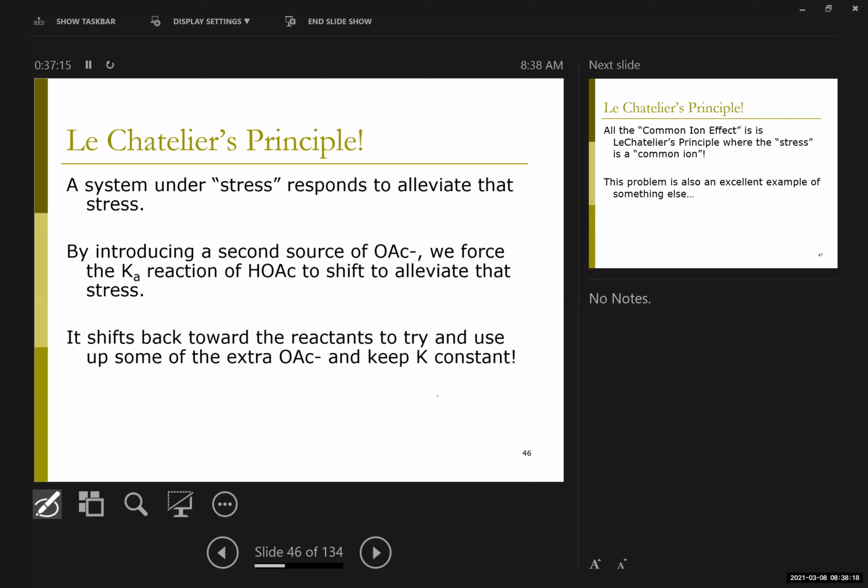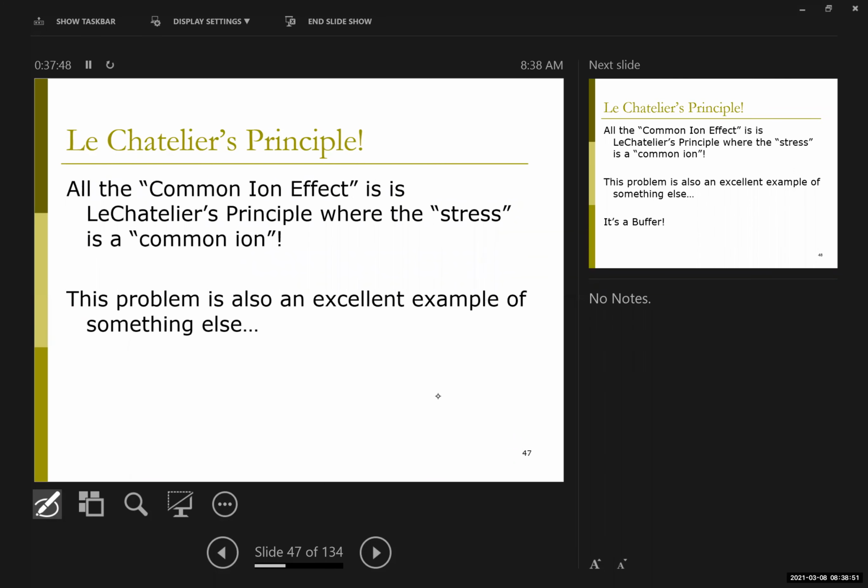If I remove anything, if I take my products out of the solution, the equilibrium has to shift to replace them. And so in this particular case, by adding acetate to my acetic acid, I essentially force the equilibrium to the left. It makes less hydronium because it's trying to compensate for the fact that it already has way more acetate than it wants. In this case, the Le Chatelier's aspect of it is less important than the common ion effect aspect of it, which is really in some sense the same thing.